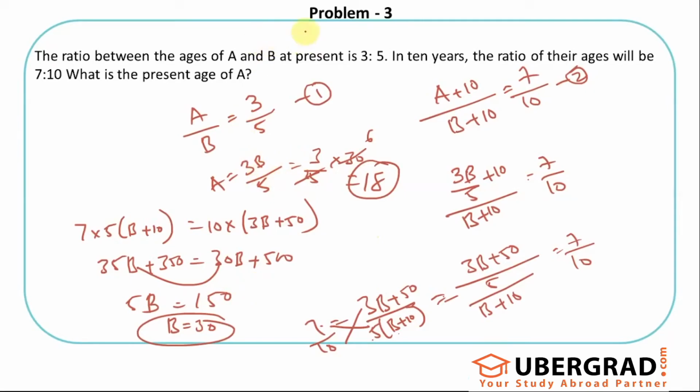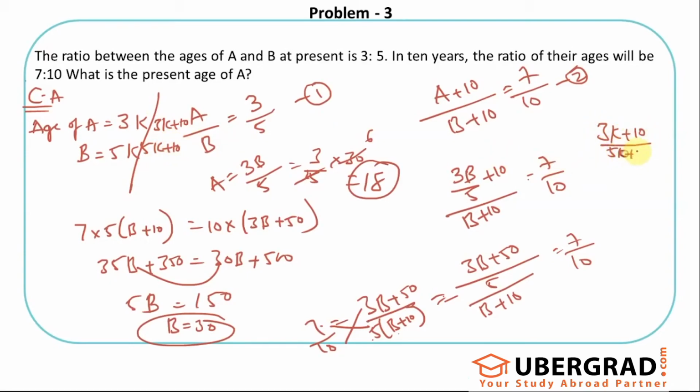If you have seen or if you're comfortable with this concept, when I say A is to B is 3 and 5, what are the current ages according to that? Age of A is 3k, that's a variable I'm taking as k, and then automatically B would be 5k, right? Because they have to be in the ratio 3:5, so I'm taking 3k and 5k. Now it has become only one variable. After 10 years, what will be their ages? 3k plus 10, 5k plus 10. So it's basically 3k plus 10 by 5k plus 10 equals 7 by 10, right? Because after 10 years, the ratio is 7:10.